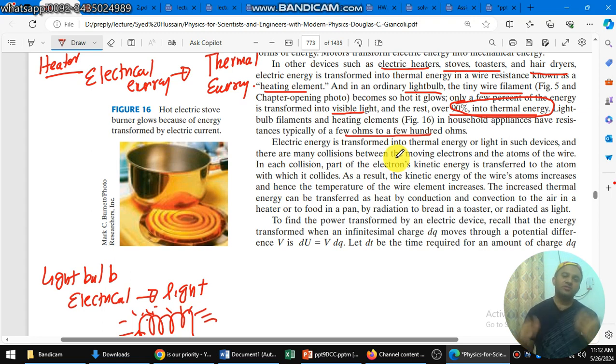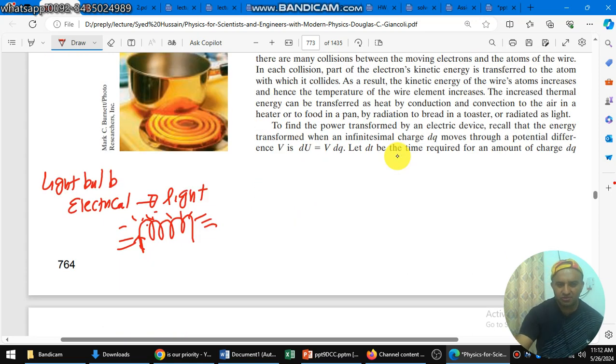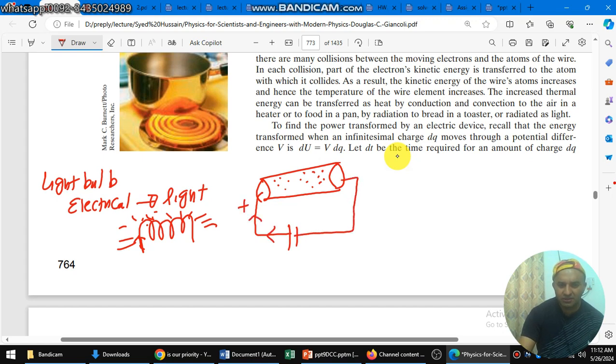So how is the energy converted? In these devices there are metals, and when charges flow through these metals, the metal has atoms inside it. So when the current flows through that, meaning the charges move through that, these charges collide with the atoms, and when these charges collide with the atoms, the atoms' kinetic energy increases.